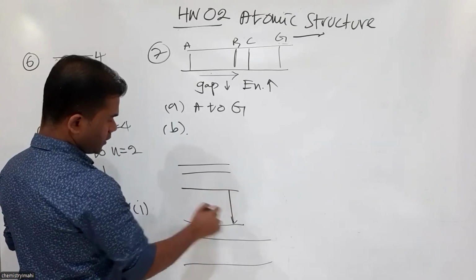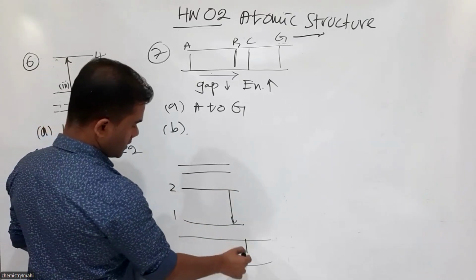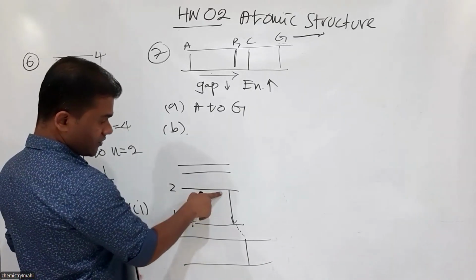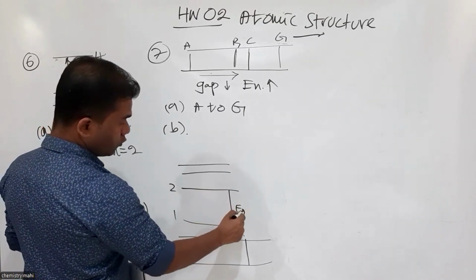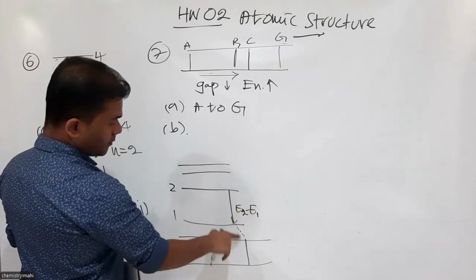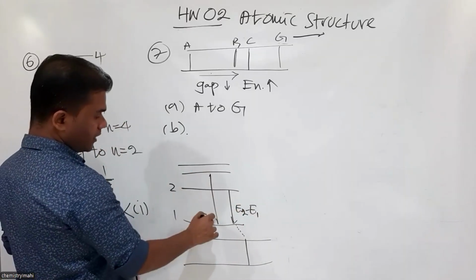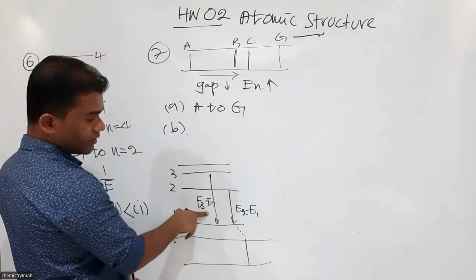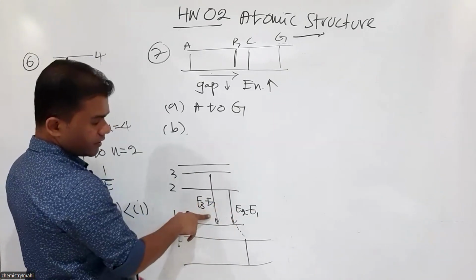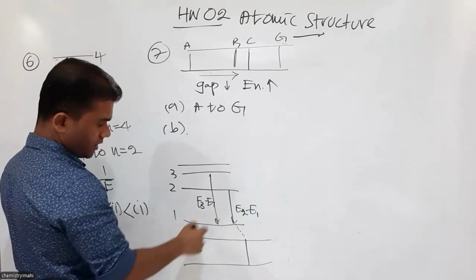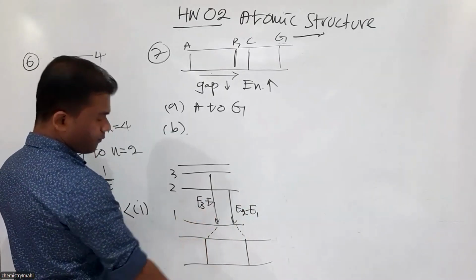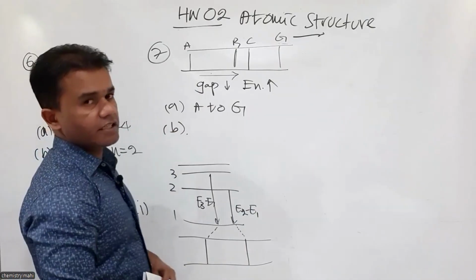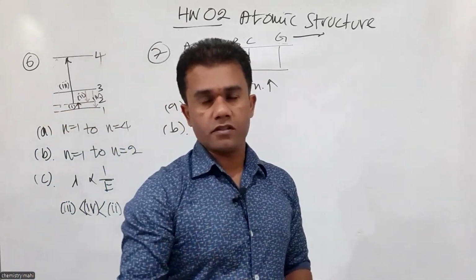For Lyman, the 2 to 1 transition, this line represents. Once an electron transitions from 2 to 1, energy E2 minus E1, that energy is represented by this line. Right? Then 3 to 1. Energy now E3 minus E1, that is larger than this. Energy is large, then that line should represent large energy. Then I place it somewhere here, or it can be here, doesn't matter. You can select to which direction energy increases. It is your option, right?